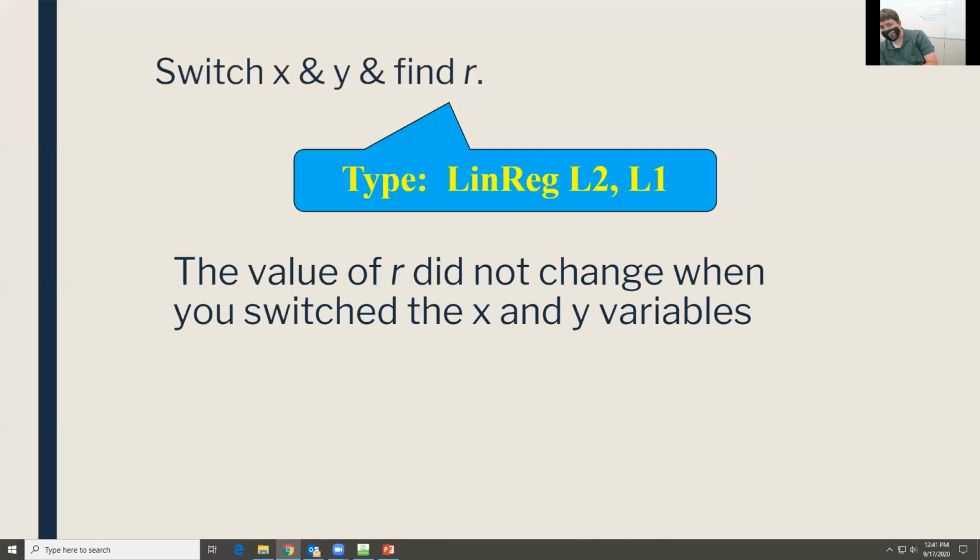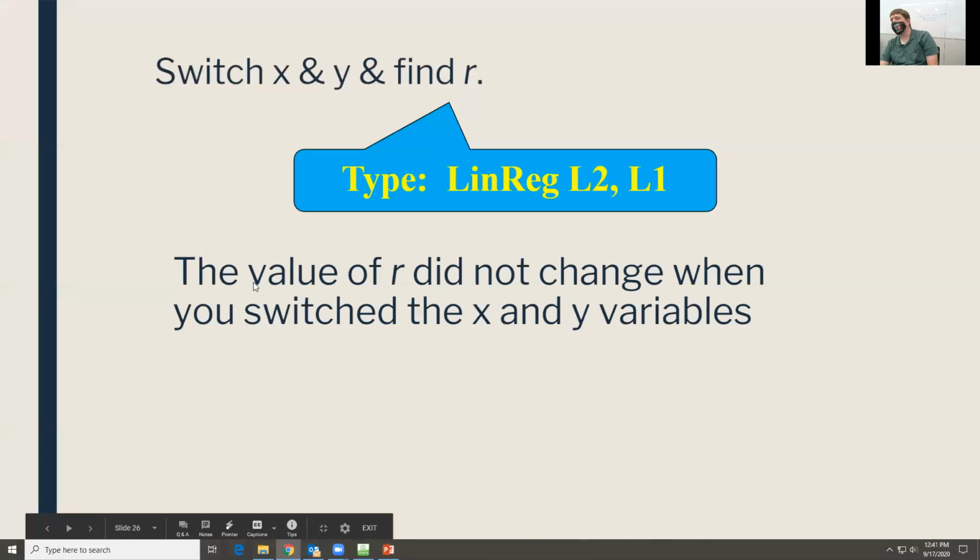So the first blank should be value of R is, and then not changed, and then you're good to go. The words up here are a little bit different, but this will be your first blank, value of R. Second blank, did not change, or is not changed.